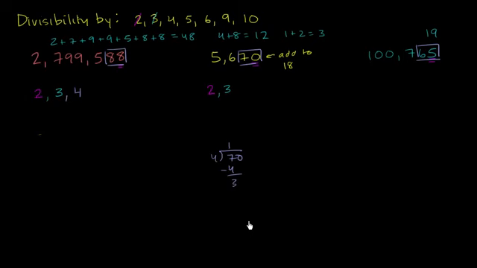Now let's move on to 5. And this you're probably already very familiar with. If your final digit is a 5 or a 0, you are divisible by 5. So this one is not divisible by 5. This one is divisible by 5. You have a 0 there. So this is divisible by 5. And this, you have a 5 as your ones digit. So once again, this is divisible by 5.